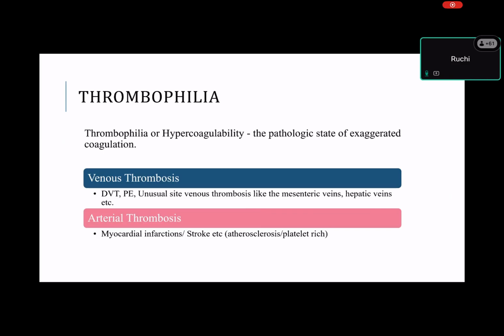Whenever we talk about thrombophilia or inherited thrombophilia, we are usually referring to venous thrombosis. That is, we are worried about deep thrombosis in areas like the deep veins, pulmonary thromboembolism, and unusual site venous thrombosis like the mesenteric veins or thrombosis in the hepatic veins.